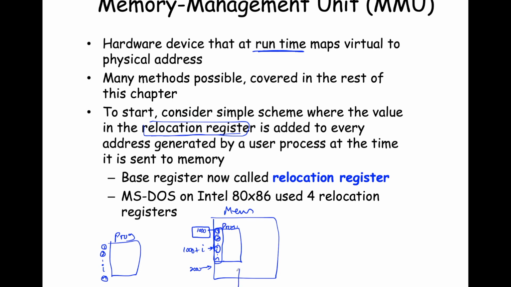So when you load it off disk into memory, that's when you add the relocation register to each one of the logical addresses to get the physical address where that program resides. And so the base register, as it used to be called, is now called a relocation register. And in the old days, MS-DOS on the Intel architecture, it had four registers called AX, BX, CX, and DX. Sometimes they were called segment registers. And I remember these very well.